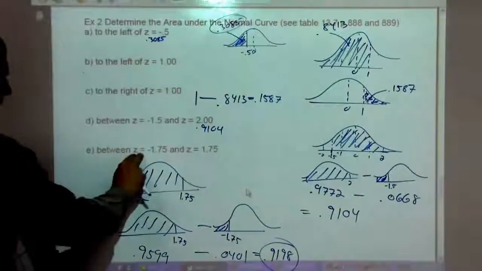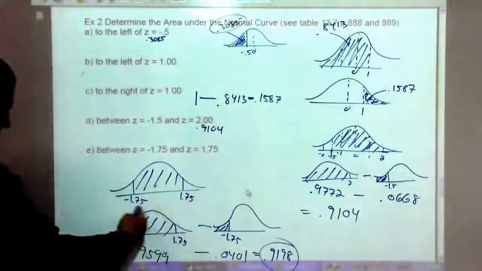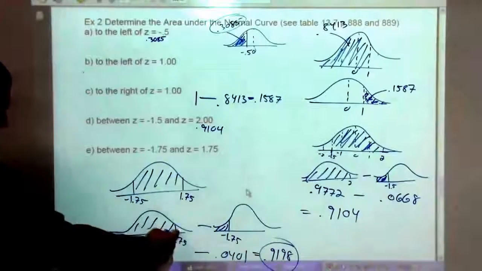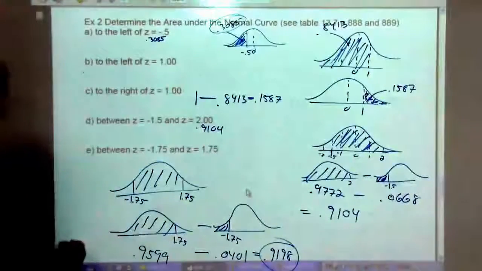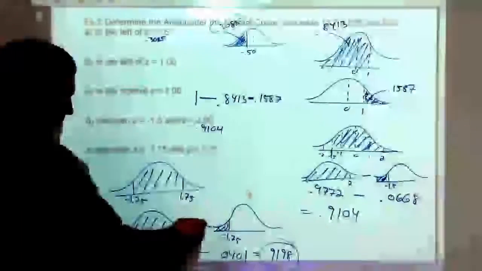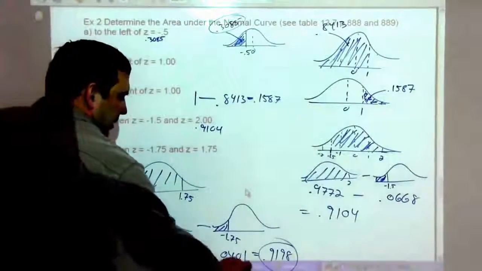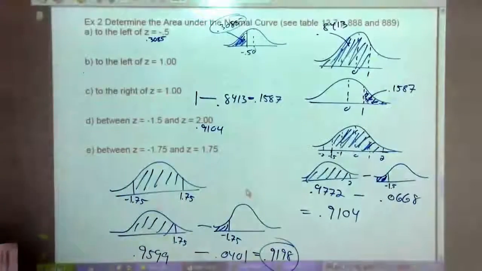So the area between negative 1.75 and 1.75 is the area 1.75 and to the left, and then subtract the area negative 1.75 to the left. That's 0.9599 minus 0.0401, and we get 0.9198.